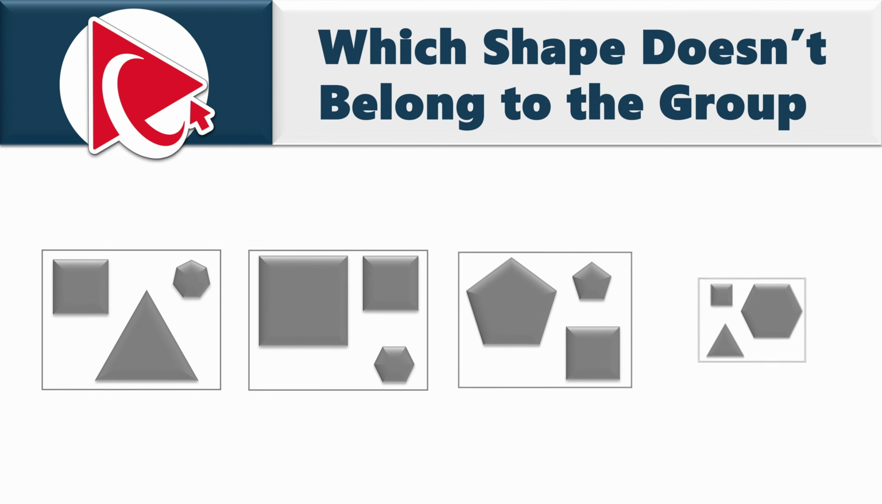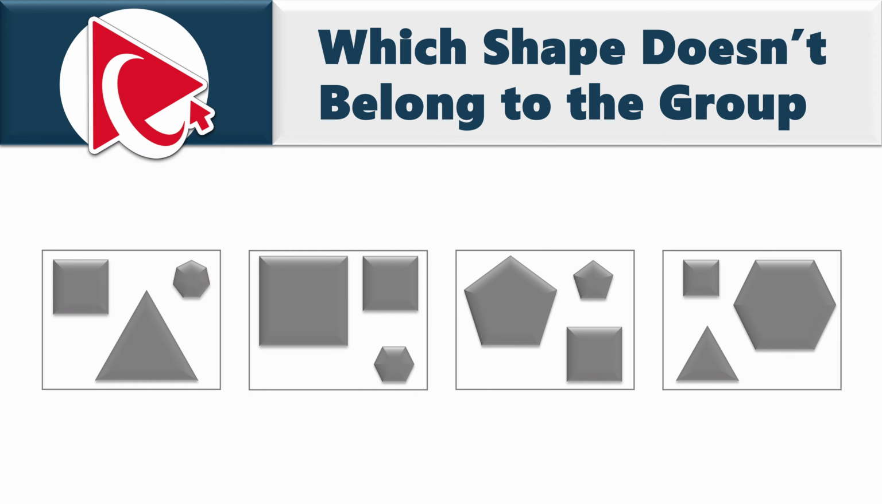You're presented with 4 rectangles. Each rectangle has 3 different shapes inside, and you need to determine which shape does not belong to the group. You have choices A, B, C, and D. Seems challenging, right? Well, I couldn't agree more.